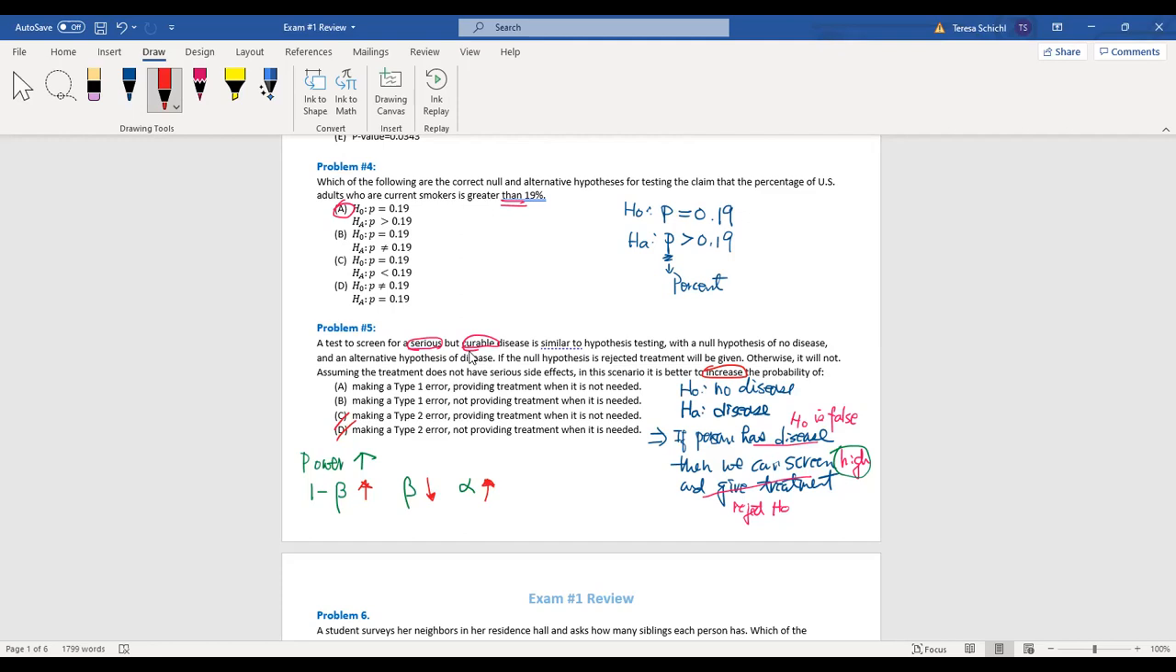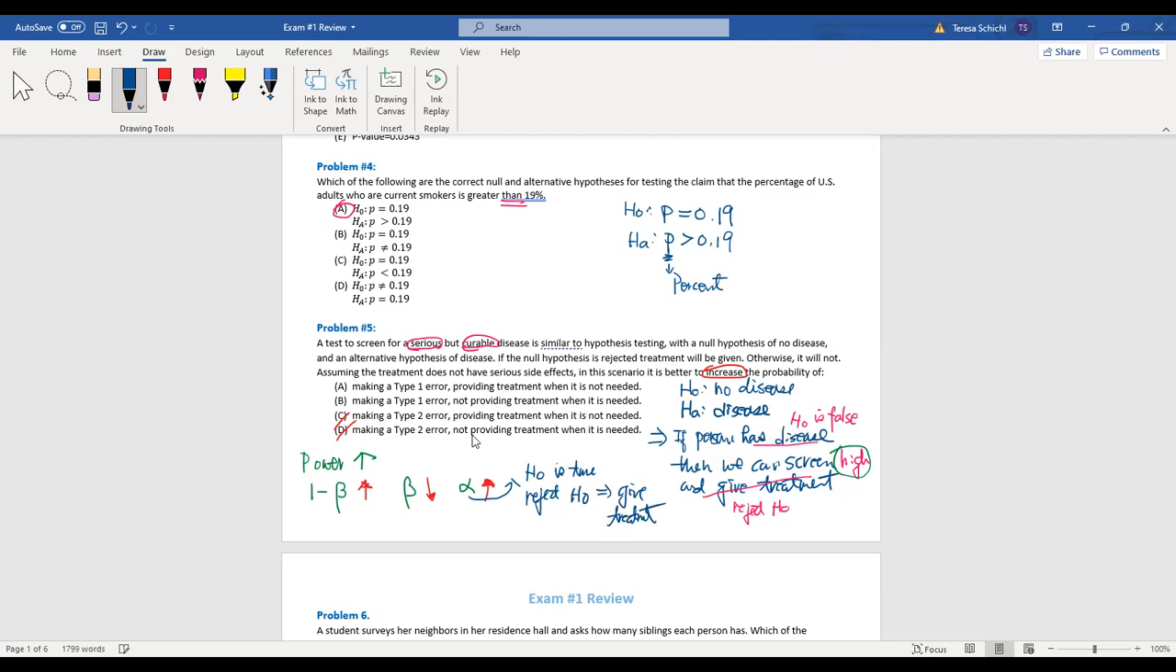And then they said here, providing the treatment when it is not needed, or not providing the treatment when it is needed. Okay, so what is the type 1 error? Now we can rewrite this, then we will be able to get the answer. Type 1 error is when H0 is true. That means this person has no disease, and we reject H0. That means we think this person has a disease, and then we will give the treatment.